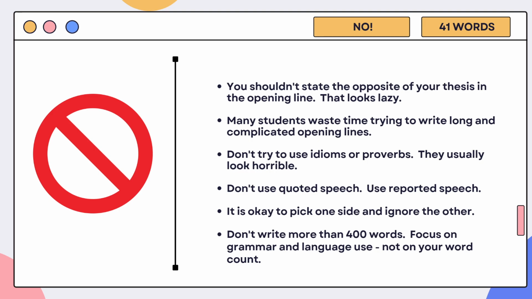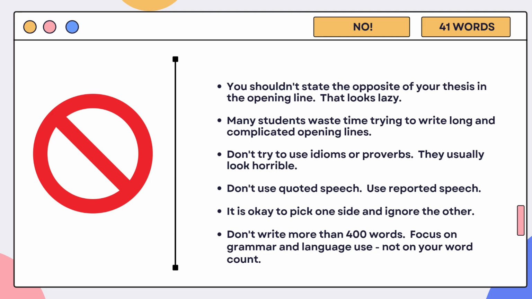Second of all, many students waste time trying to write long and complicated opening lines. They really overthink it. They think for some reason that opening line has to be the best damn sentence in the world. It really doesn't. Just write something quick, write something easy, write something straightforward, and move on.